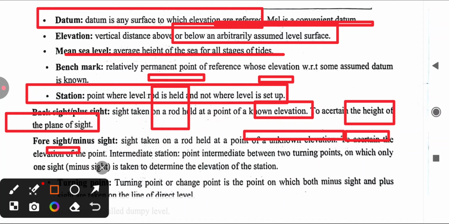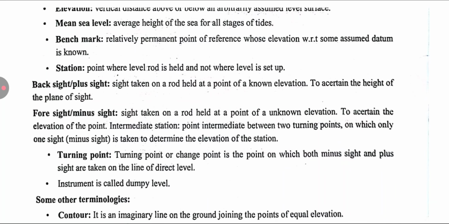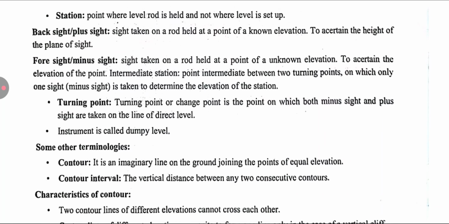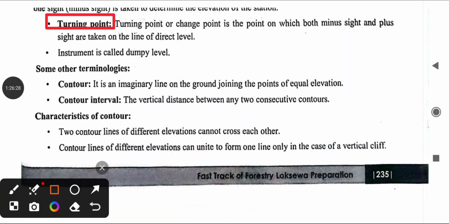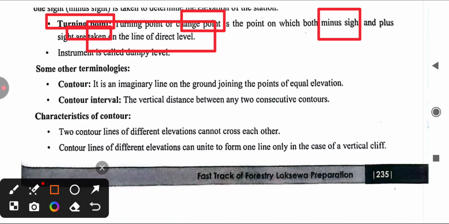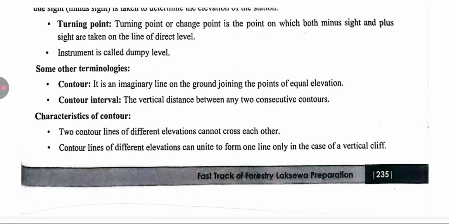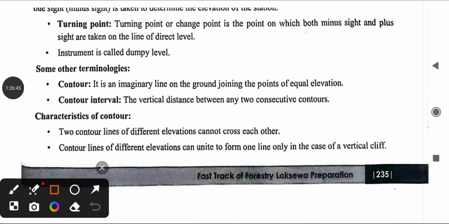Intermediate station is a point between two turning points on which only one minus sight is taken to determine the elevation of the station. And turning point or change point is the point on which both minus sight and plus sight are taken on the line of direct leveling. This instrument is called a dumpy level.